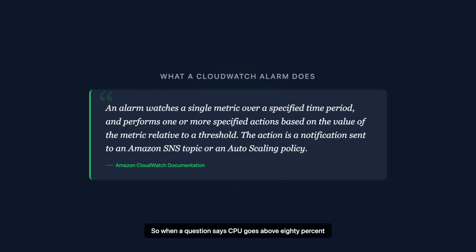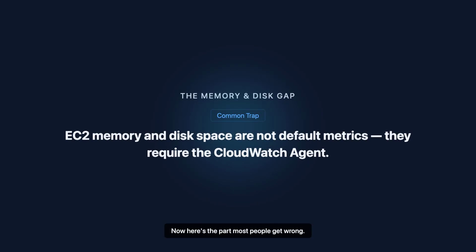So when a question says CPU goes above 80% and you need to send an alert or scale out, that's a CloudWatch alarm firing into SNS or auto-scaling. Notice it watches a single metric. That detail matters. Now here's the part most people get wrong.